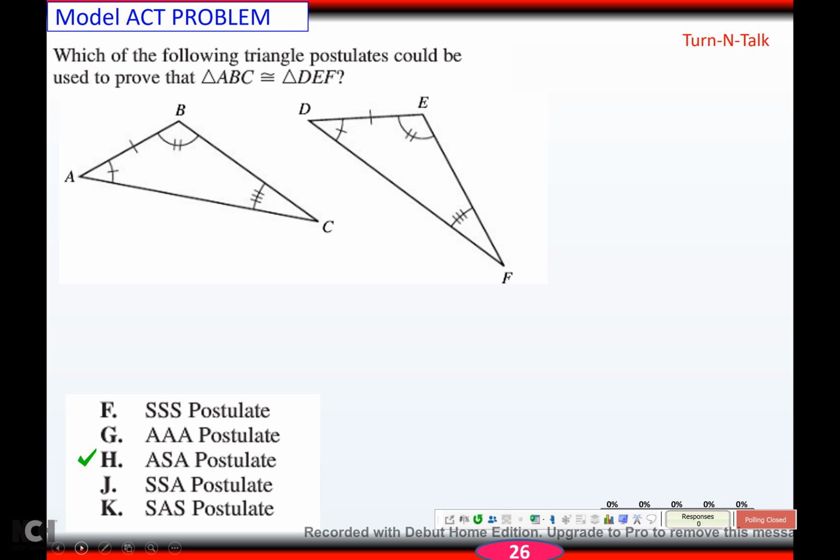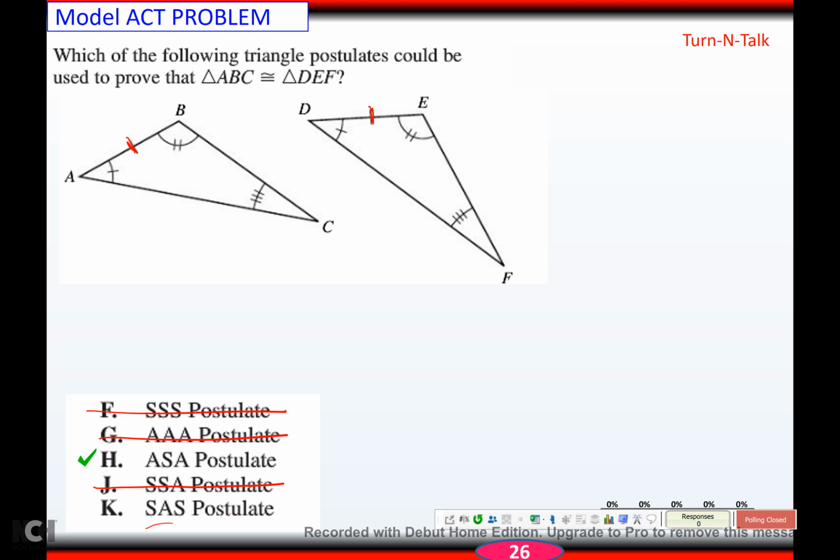And hopefully you got angle, side, angle. It says, which of the following triangle postulates could be used to prove that triangle ABC is congruent to triangle DEF? Well, you got to remember, first of all, AAA doesn't exist, and neither does SSA. Okay, so those two postulates don't even exist. Well, to do side, side, side, you would need to know that all three sides are equal. And all my diagram shows me is that I have one pair of sides equal. So that ain't going to work.